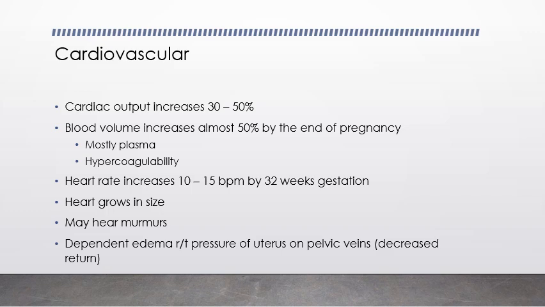This happens more toward the end of pregnancy in the third trimester, the third 3 months. And it's due to the pressure of the uterus on the pelvic veins. It decreases the blood return and the lymph return. So that's why there's dependent edema.